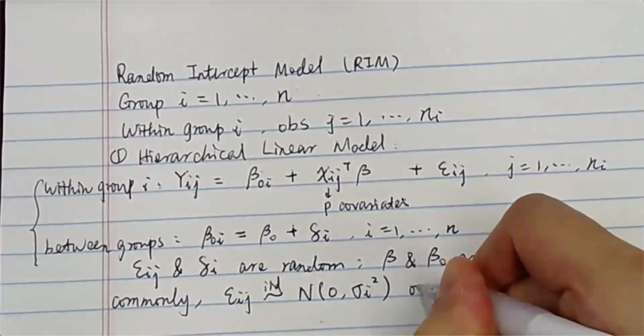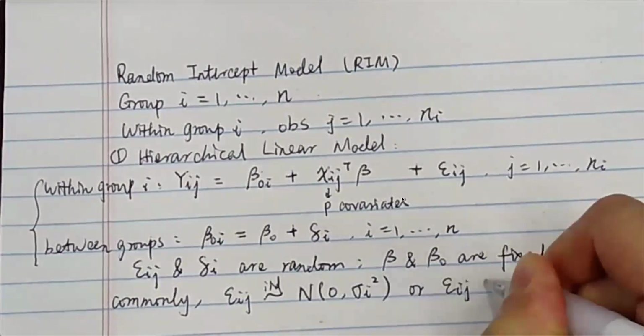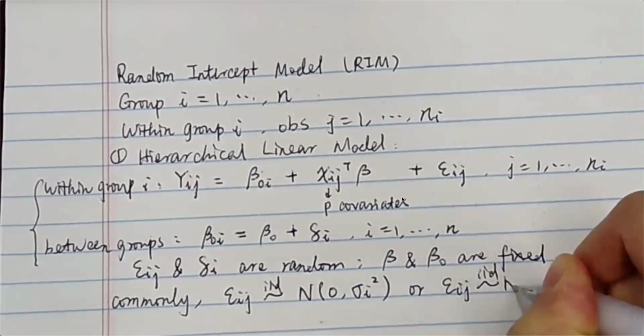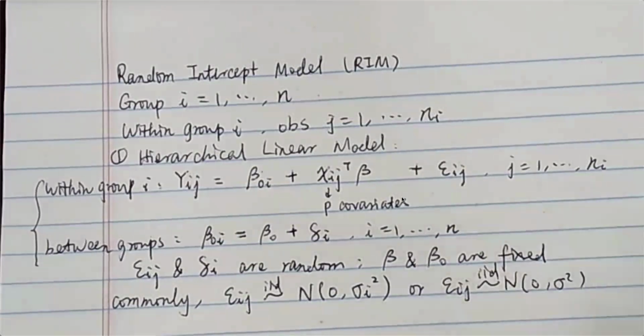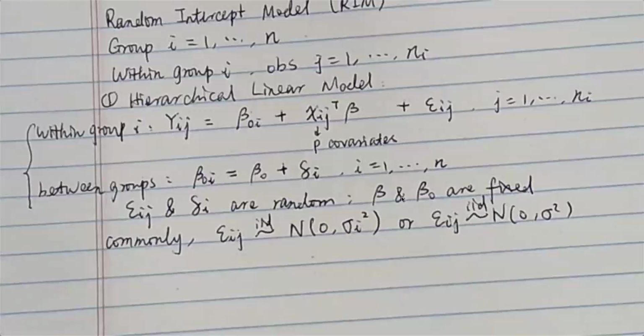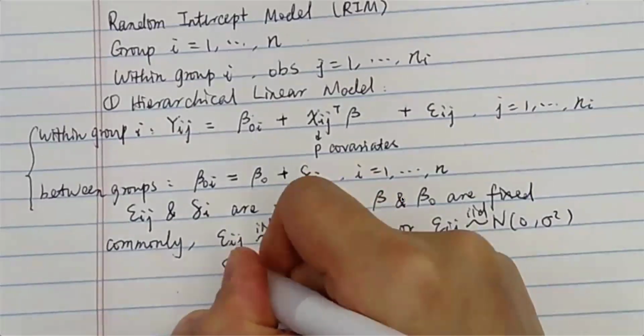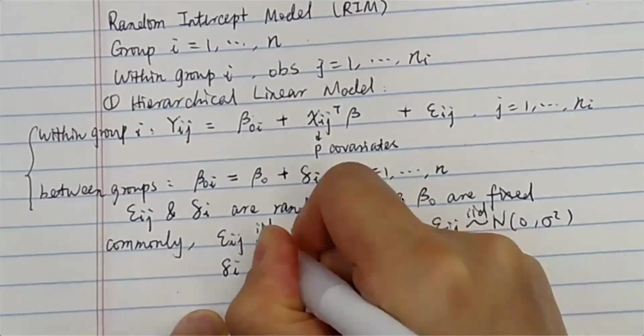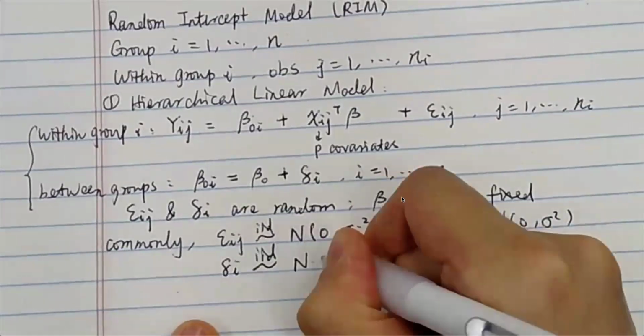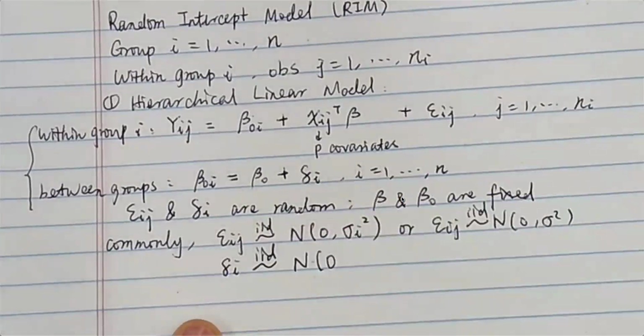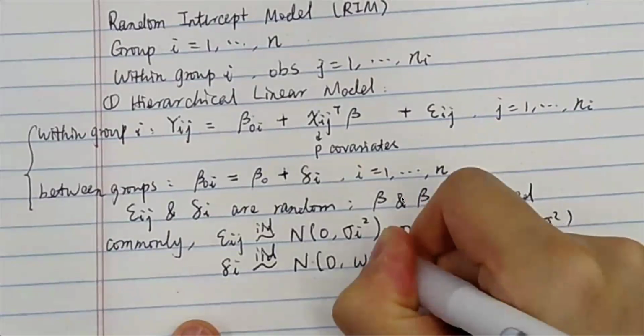So, or you can just say epsilon_ij are IID with the same variance sigma squared. And for the delta_i, they are commonly assumed to follow a normal distribution with 0 mean and variance omega squared.